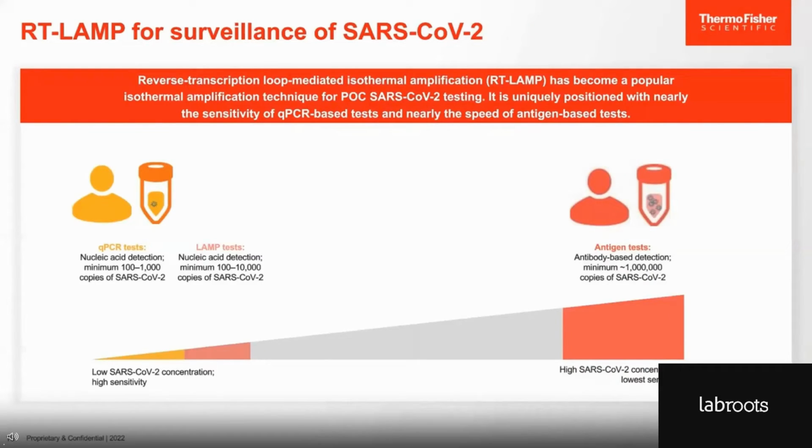This technique is uniquely positioned with nearly the sensitivity of qPCR and nearly the speed of antigen-based tests, which is shown here in the slide, positioning the qPCR tests on the left and antigen tests on the right. LAMP stands somewhere near the qPCR tests with the number of copies of genome that it can detect.